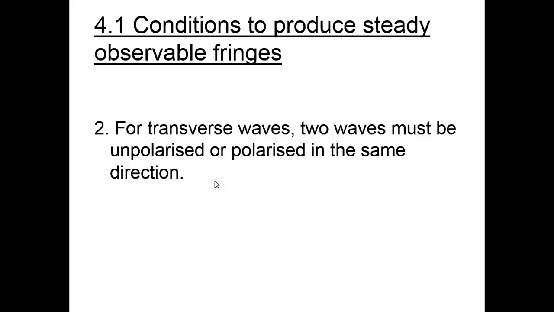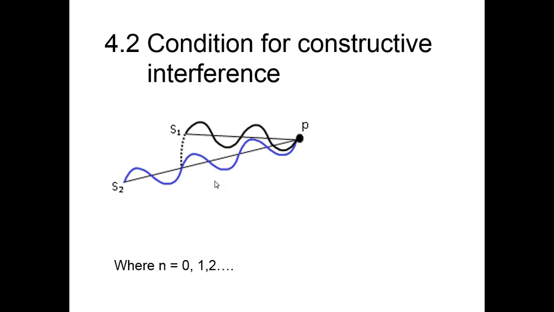There's one more, a third condition: the two waves must be approximately of the same amplitude. Why? Because in order to have destructive interference, we need the two waves to cancel each other.